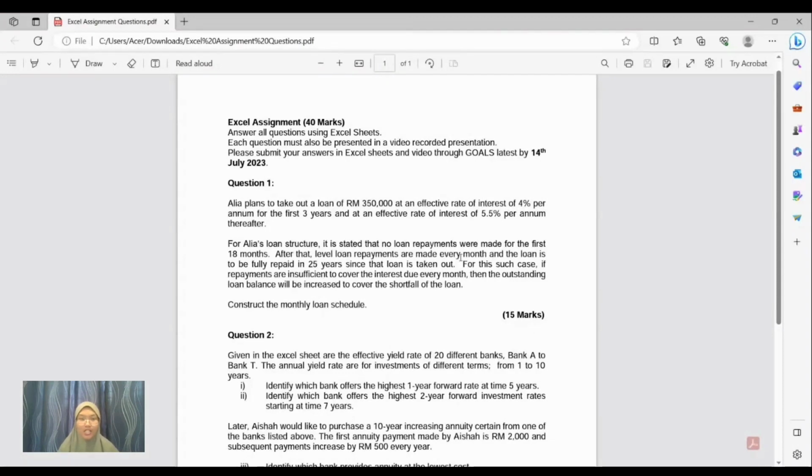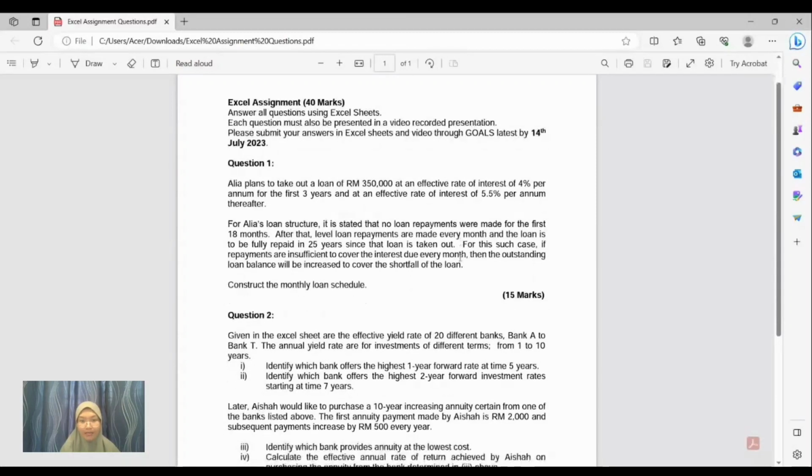Now I will be presenting on the Excel assignment for financial mathematics. Question 1. Alia plans to take out a loan of 350,000 ringgit at an effective rate of interest of 4% per annum for the first 3 years and at an effective rate of interest of 5.5% per annum thereafter.